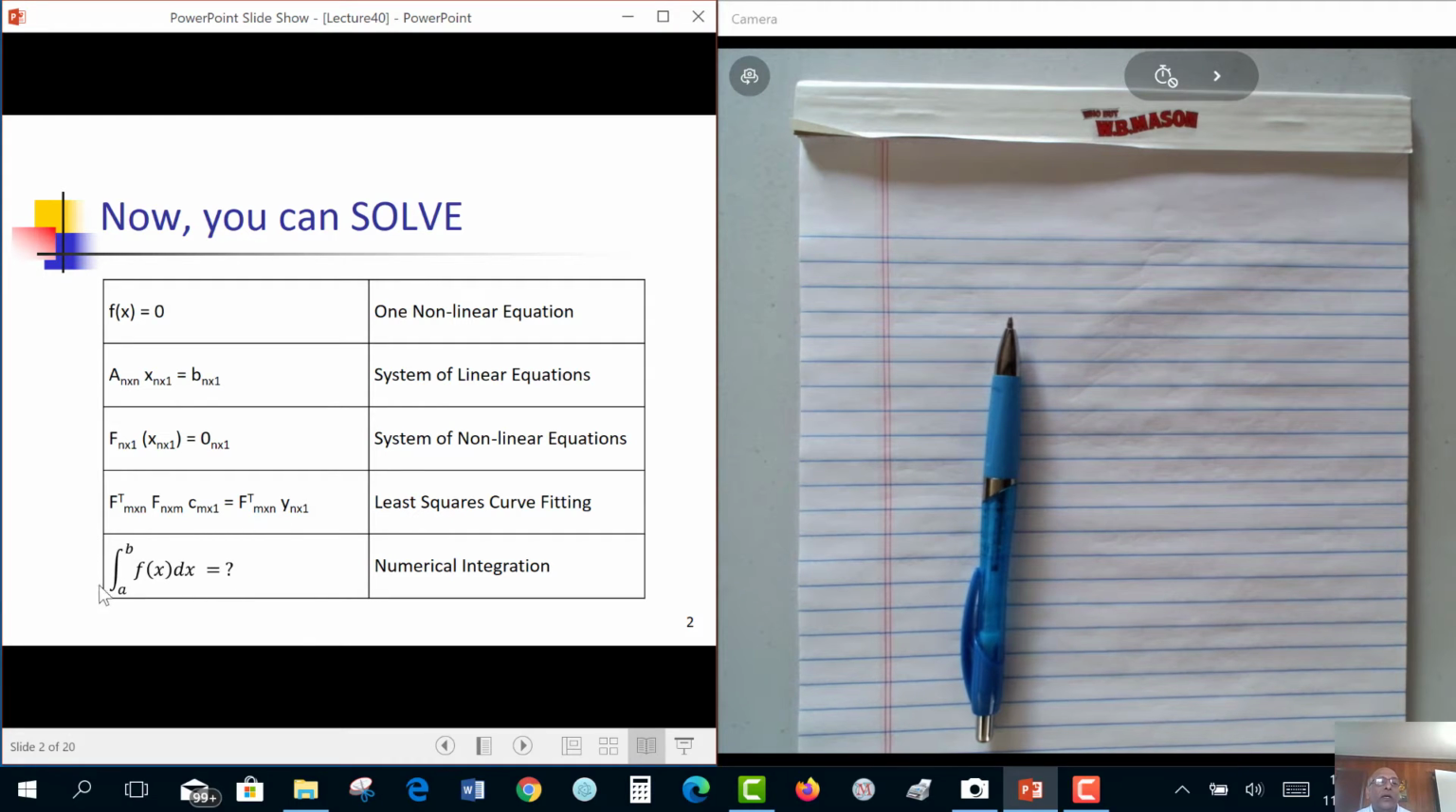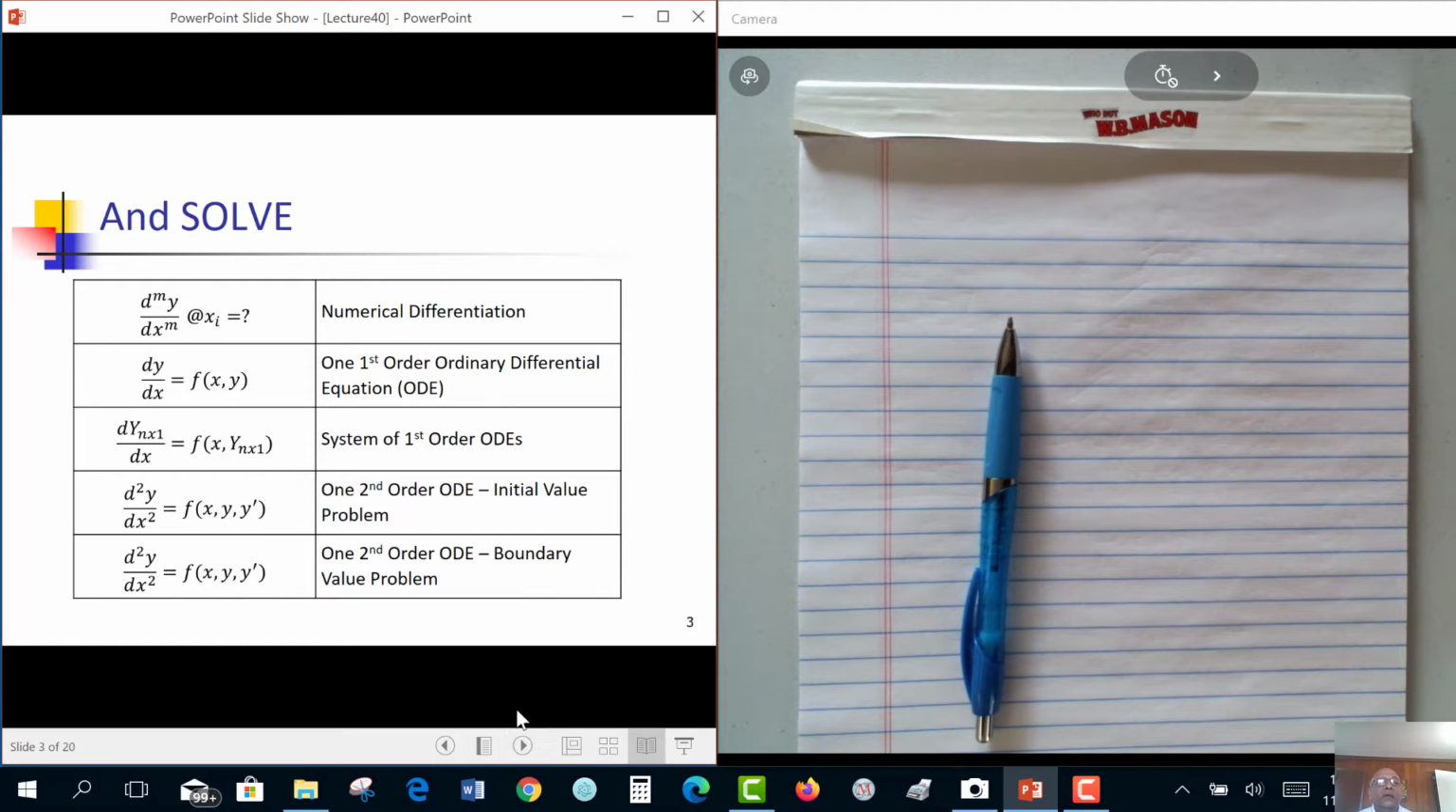Then we went on to learn integration techniques. So now we can integrate even functions that cannot be analytically integrated. So I gave you several examples. In the past, when computers were not available, we often had to look up these tables of integral values in handbooks. But now you can just do it on your calculator, or if you have access to Excel, even better.